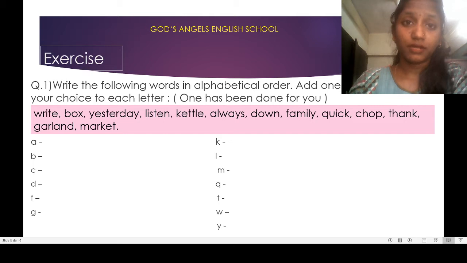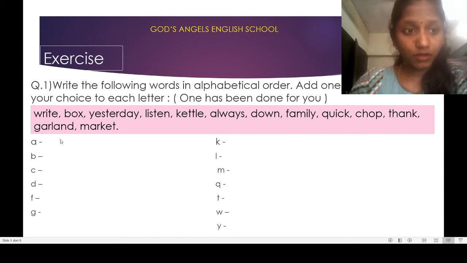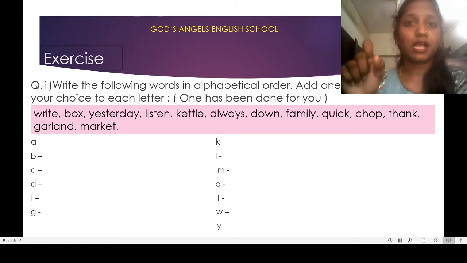When we are talking about alphabetic order, that is A to Z. So the first letter, what is the alphabet? First letter A. Is there any word with first letter A? हम लोग identify कैसे करेंगे कि alphabetic कैसे आएगा? You have to see the first letter of every word, that is W, B, Y, L, K, A, D, F, Q, C, T, G, M. So we only have to see the first letter of the word, and then arrange it in alphabetic order.